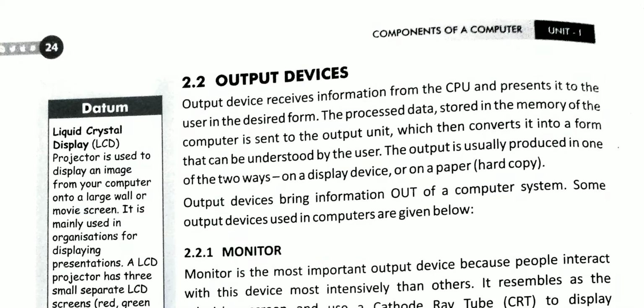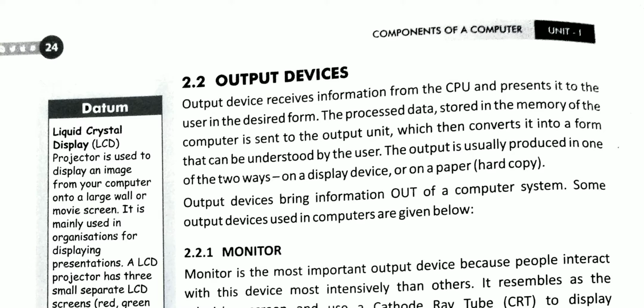Today we are going to start the second topic of this chapter, components of a computer, that is output devices. In the last video we have seen the input devices of the computer, and the devices on which the output is shown are called output devices. We are already familiar with the output devices of the computer. Let's see how many kinds of output devices we can have.